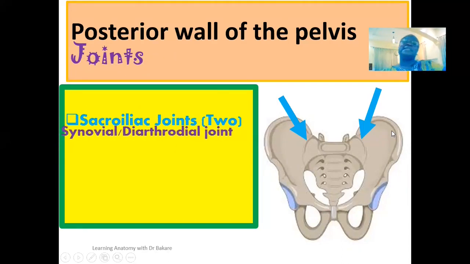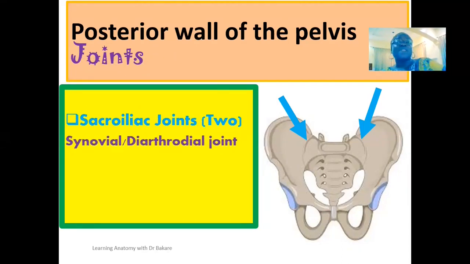In classifying this joint, we say that it is a synovial type of joint, which means that it has synovial apparatus embedded within it. It is also a diarthrodial type of joint, which means that it freely exhibits movement. Then the second type of joint is the sacrococcygeal joint. For the sacrococcygeal joint, all we still need to do is to break down the name.